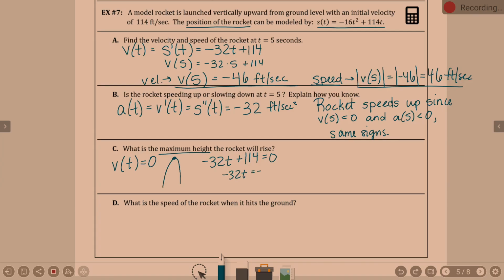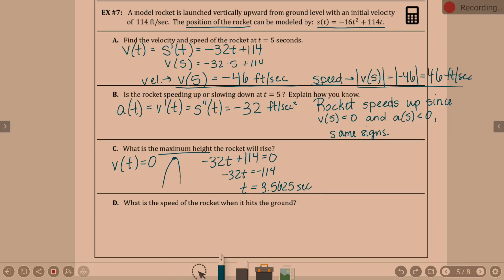So whatever 114 divided by 32 is? I would guess like 3 or 4. 3.5625 according to my notes. Okay. Now, that doesn't answer my question. You put that in the equation. Right. So that answers the question of when is the maximum height? The maximum height happens at 3.5625.